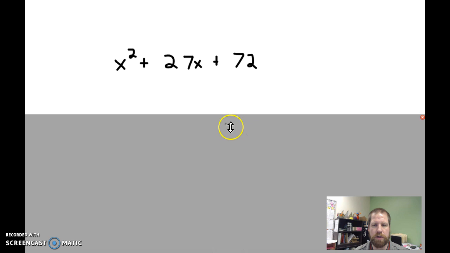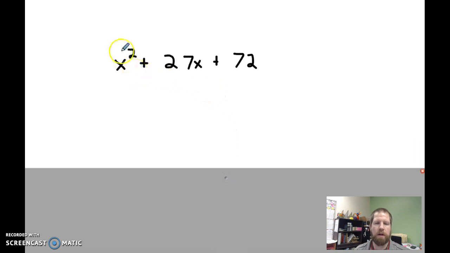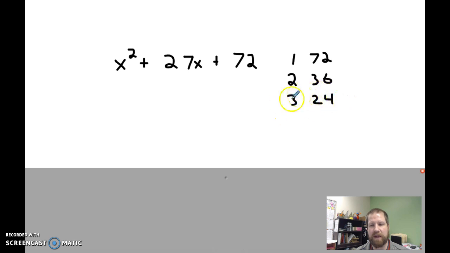Alright, so here's one more. We've got x squared plus 27x plus 72. My factors for 72, I can list them out. I've got 1 and 72. I've got 2 and 36. I've got 3 and 24. Let's see, do I have a 4? Well, you know what? I don't even care because I got it right here.